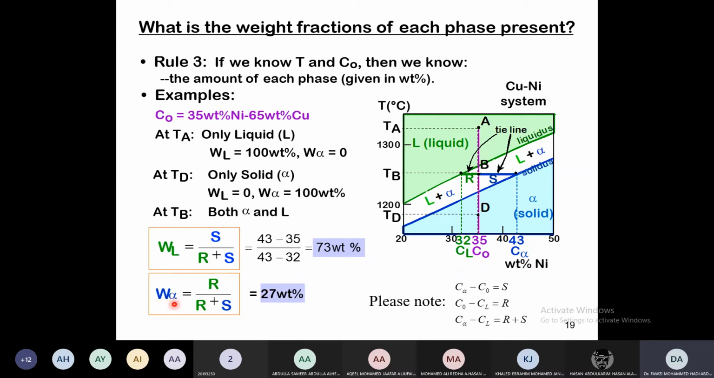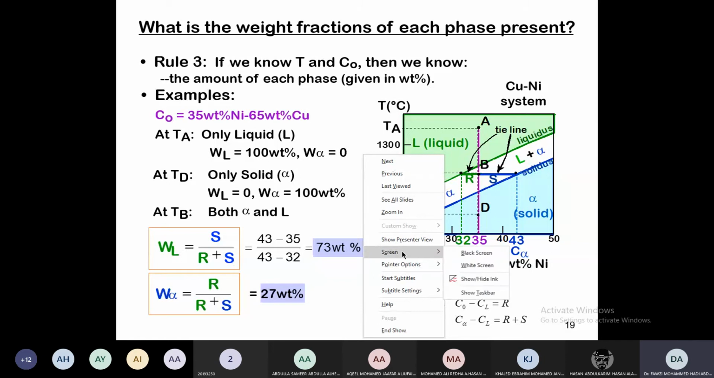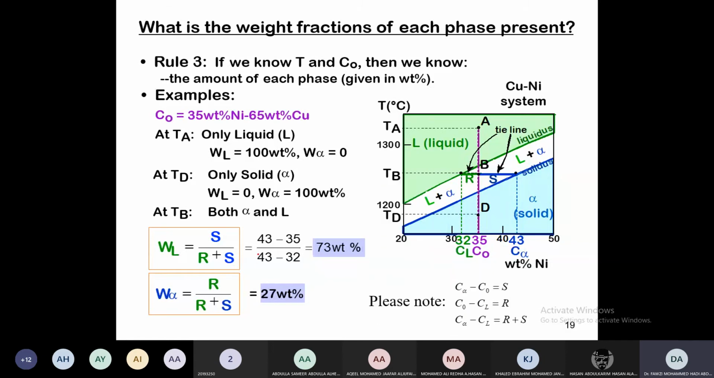The weight percentage of the solid will be 27%. Of course, since we have a binary system, instead of doing this, since this is 73%, we could just say weight percentage. If we determine that, since we are talking percentage, the weight percentage of alpha, instead of using the lever rule again, you can just simply say 100 minus the weight percentage of the liquid.